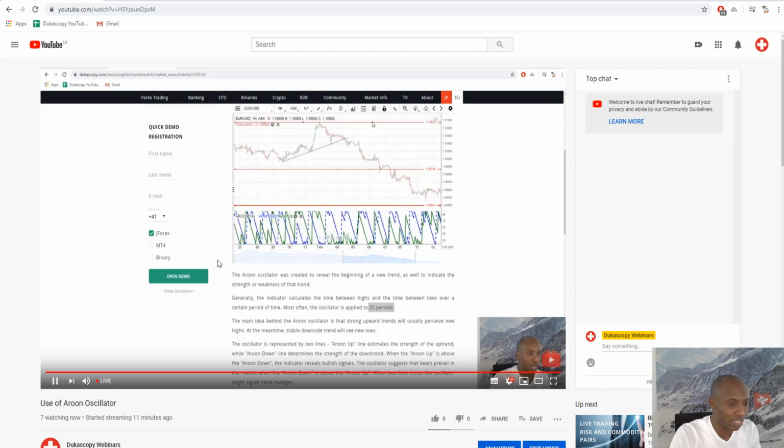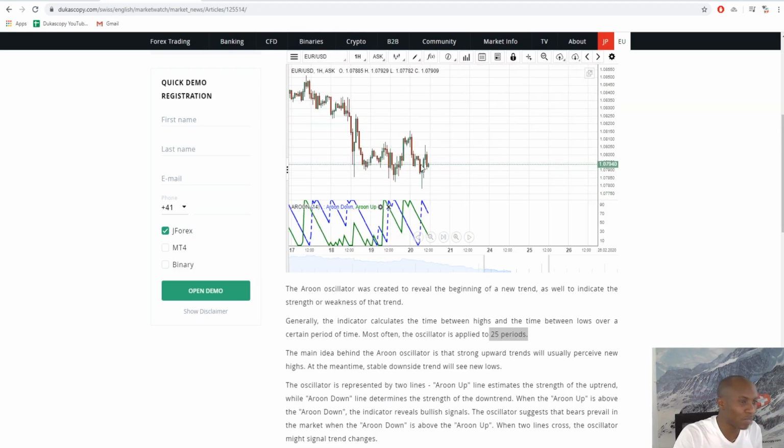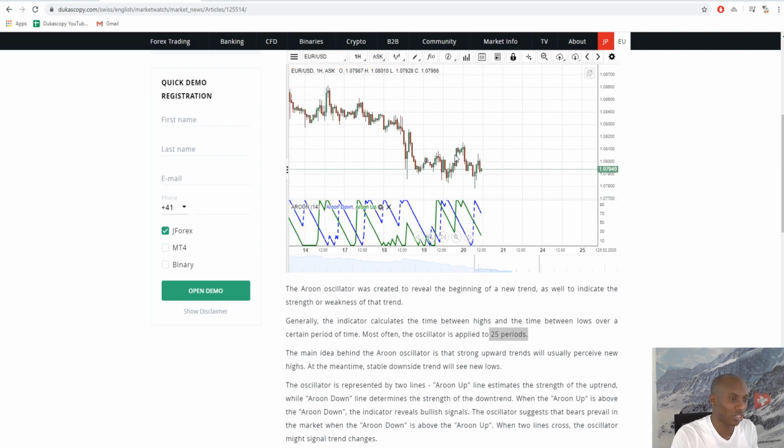Sometimes it works, sometimes it does not work. So that's why you don't rely on indicators 100%. But you can rely on it 30, 40, 50% depending on your strategy, but don't rely on it 100%. The best strategy is using the current price action to predict or forecast the market.